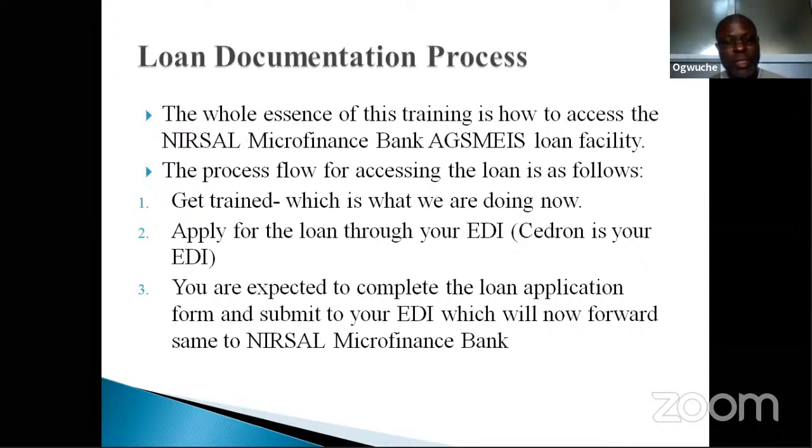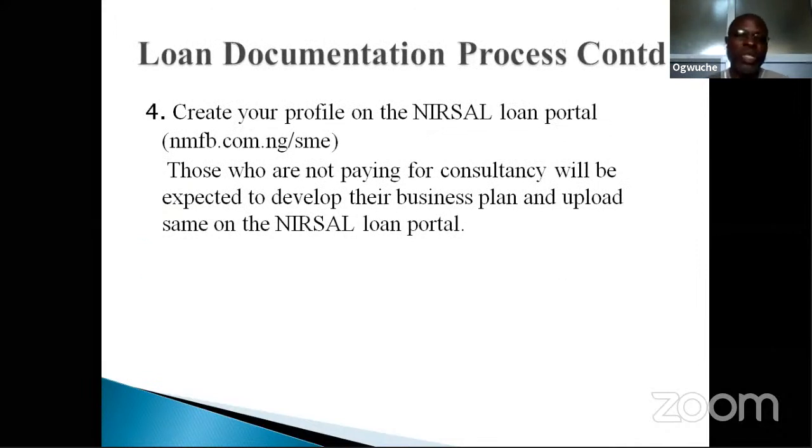Then third process item on the process flow is you are expected to complete the loan application form and submit to your EDI, which will forward it to NASA Microfinance Bank. So the loan application, you are expected to complete it. That is what we're looking at now. How do you complete that loan application form? So we'll look at how you go about completing that loan application form. So the fourth and final process flow is create your profile on the portal. Create your profile on the national loan portal.